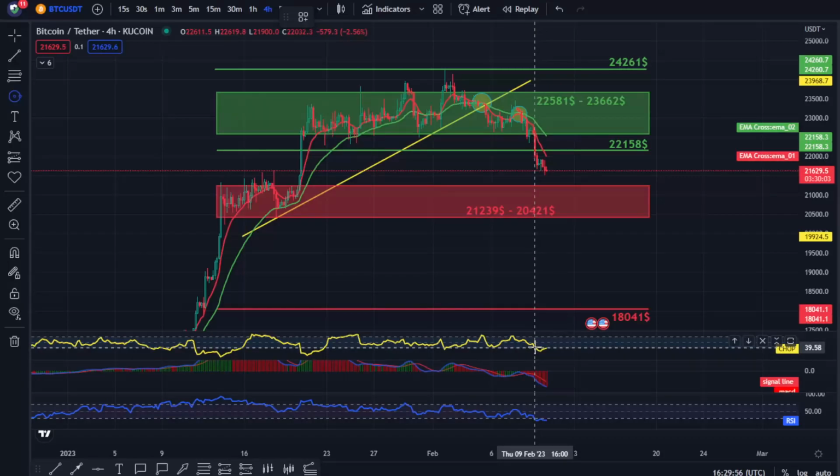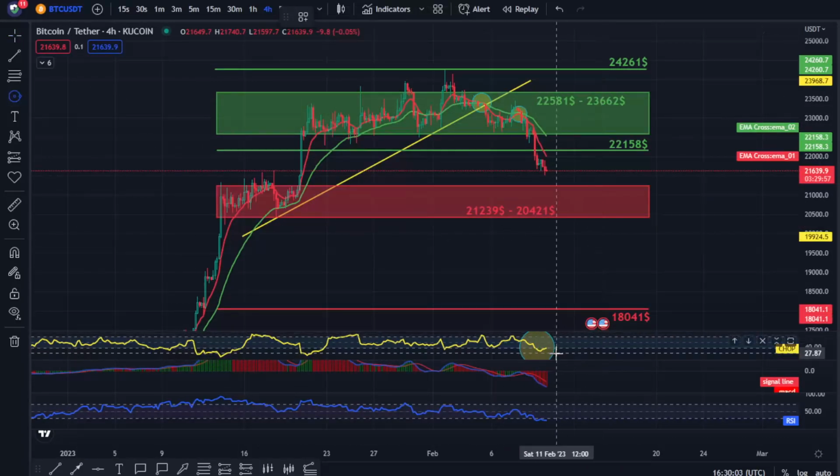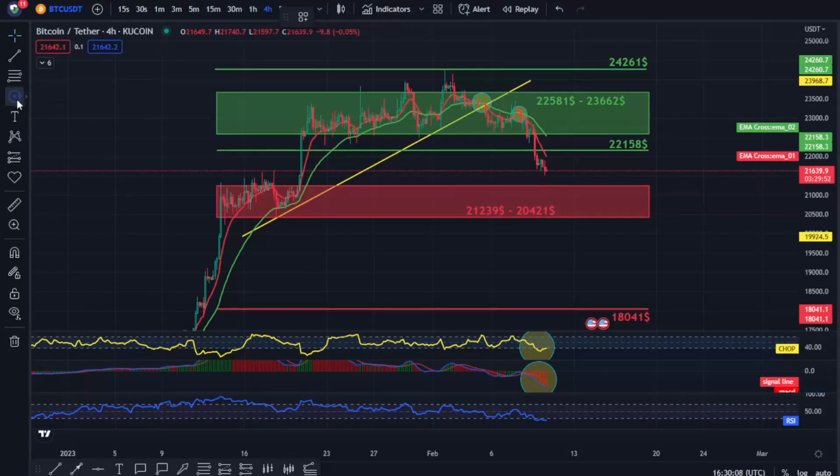Please note the CHOP index, which indicates that the energy has been used up and is slowly starting to rise. The MACD indicator indicates a downtrend, while the RSI indicator is moving at the lower end of the range.